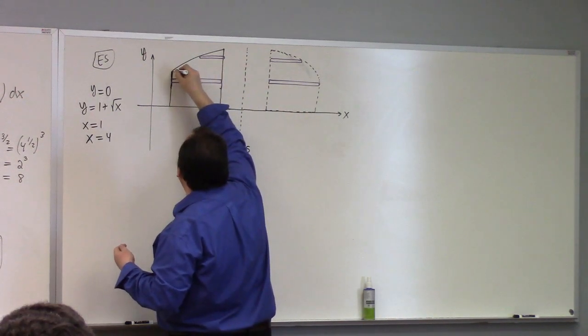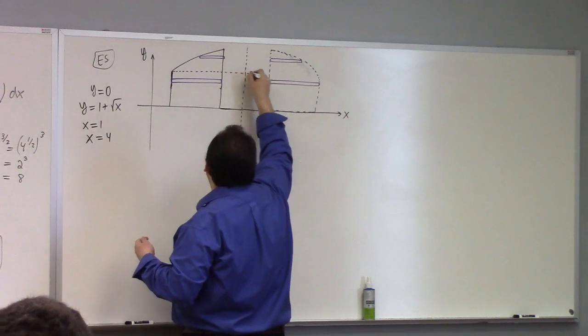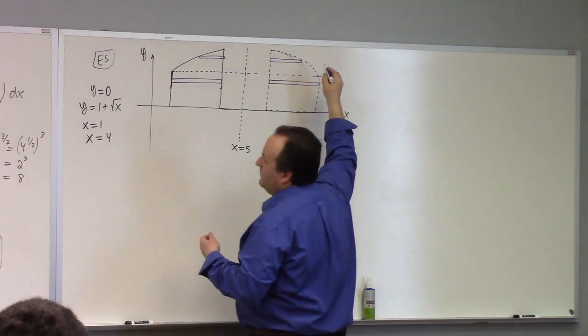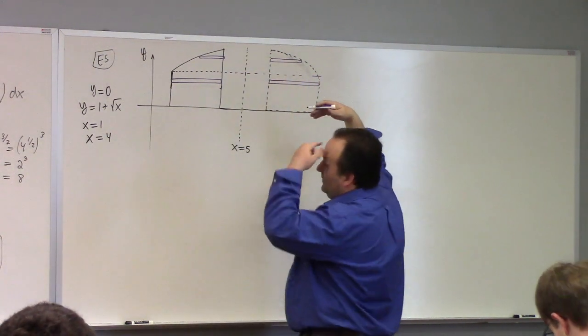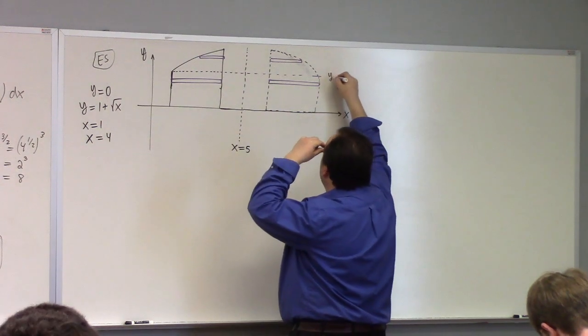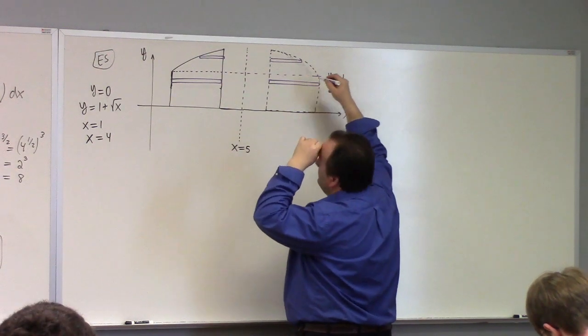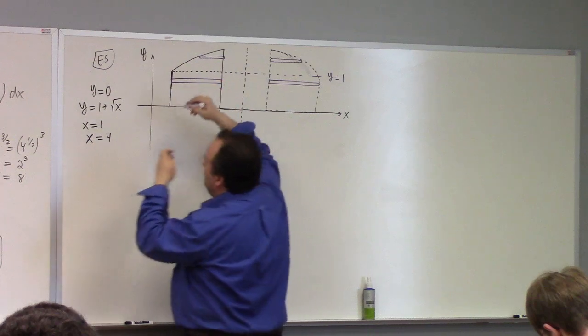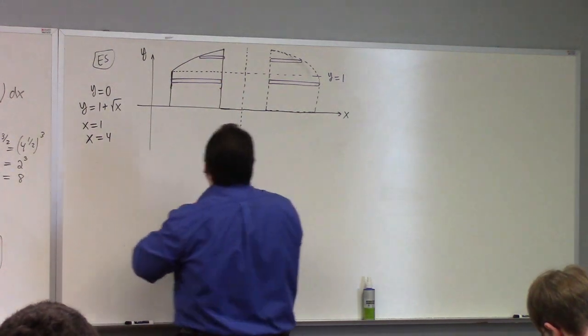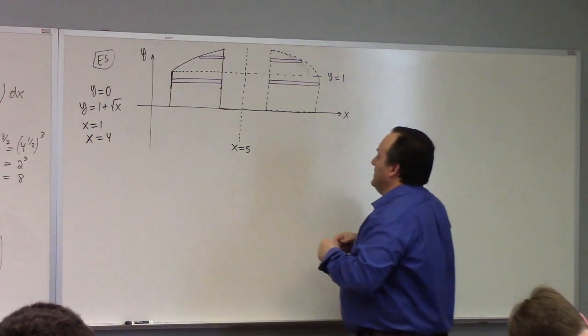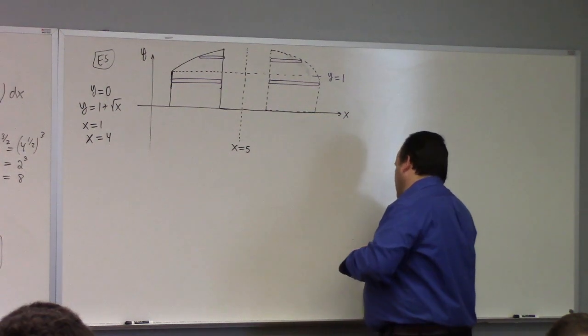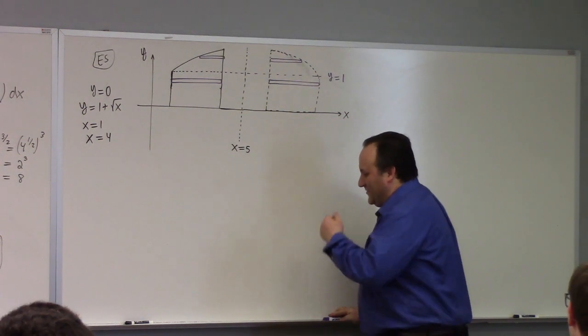So you see, there's something that happens right here at y equal to 1, right? And y equals to 1, all of a sudden the inner radius, well, excuse me, the outer radius.